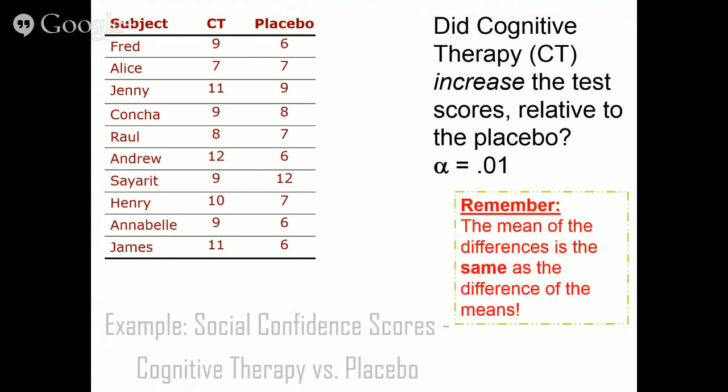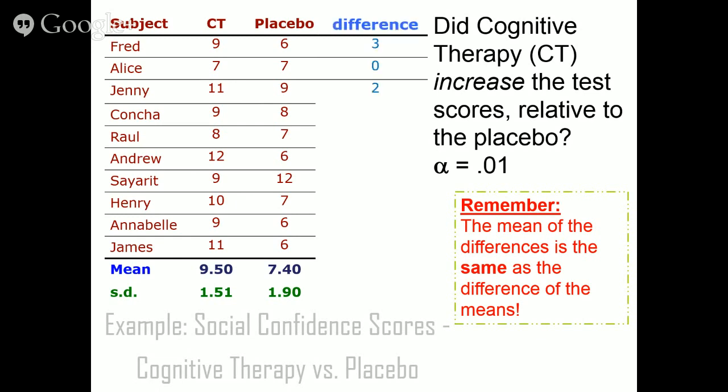So remember that the mean of the differences is the same as the difference of the means. So we can look at the means here. Oh wait, maybe it's not the same data. You're right, it's not the same data. We can look at the means here, 9.5 over here, 7.4 here, and the standard deviations 1.5 and 1.9. We don't really use those. If this was an independent samples condition and there were 20 people, maybe we would, but here we don't.